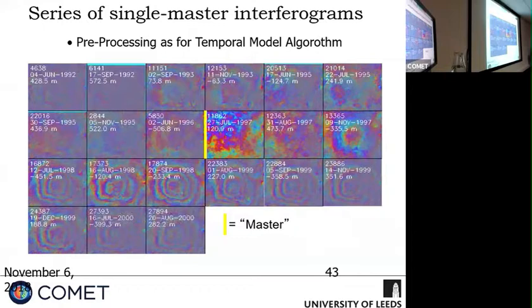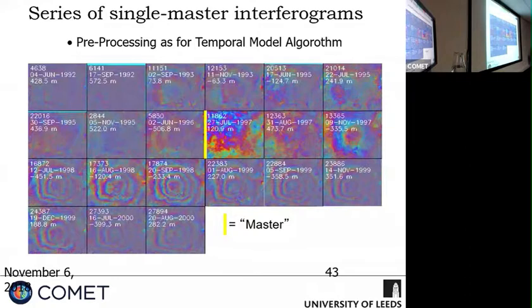So we start with the same starting point as the temporal model. You make a single master interferogram stack. So in this case, the master is here in the middle, and all of the followers, there's one interferogram for every follower image. So these ones go backwards. And you can see, again, this relation between time and coherence. So the images that are furthest away tend to be the lowest coherence images.